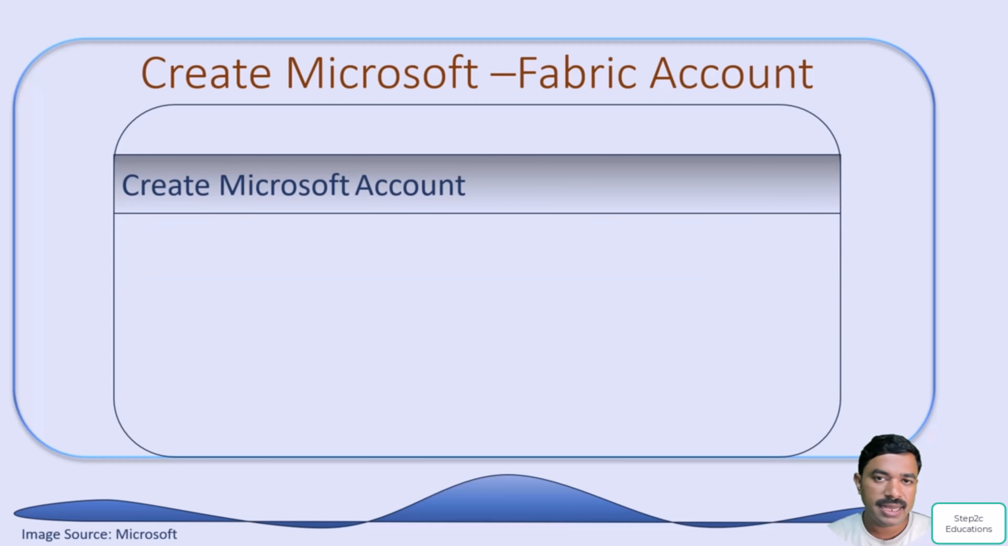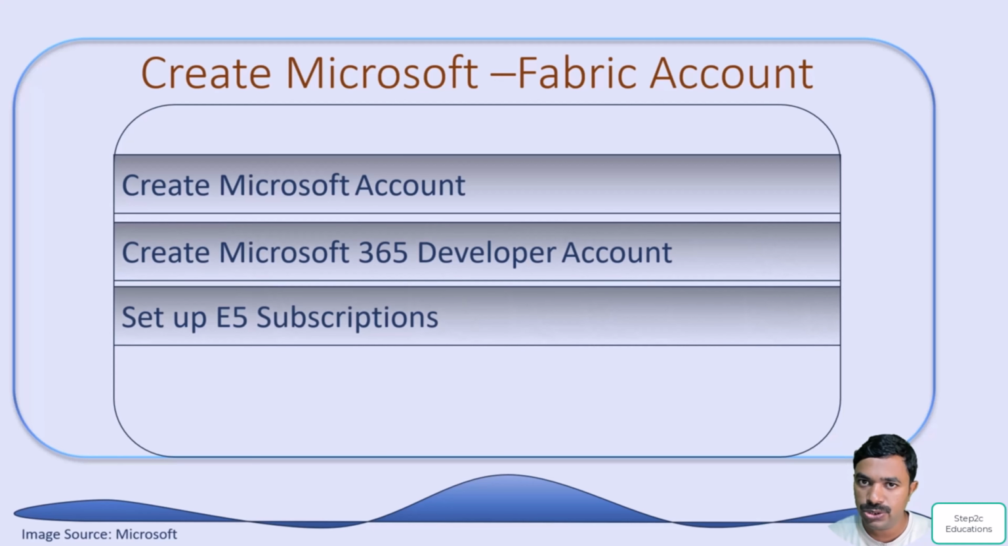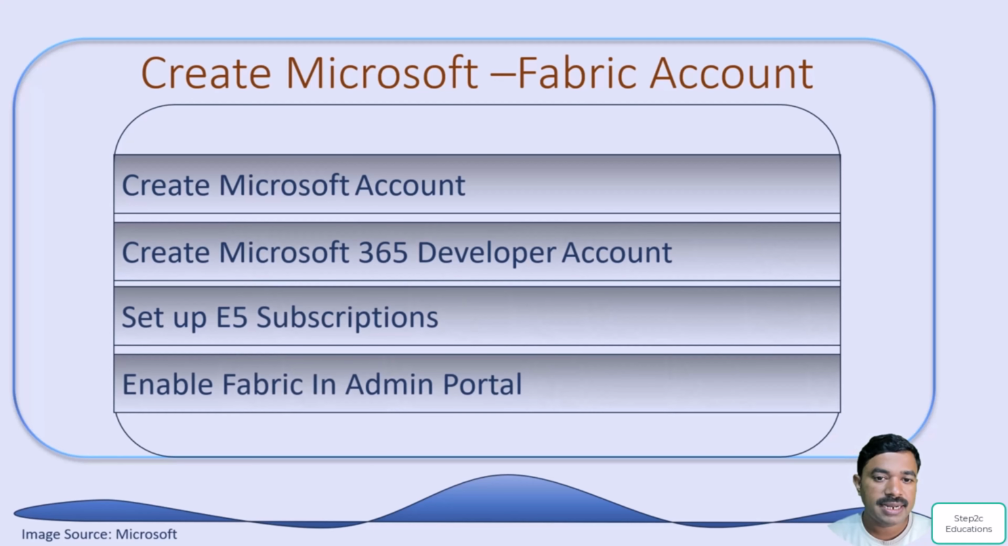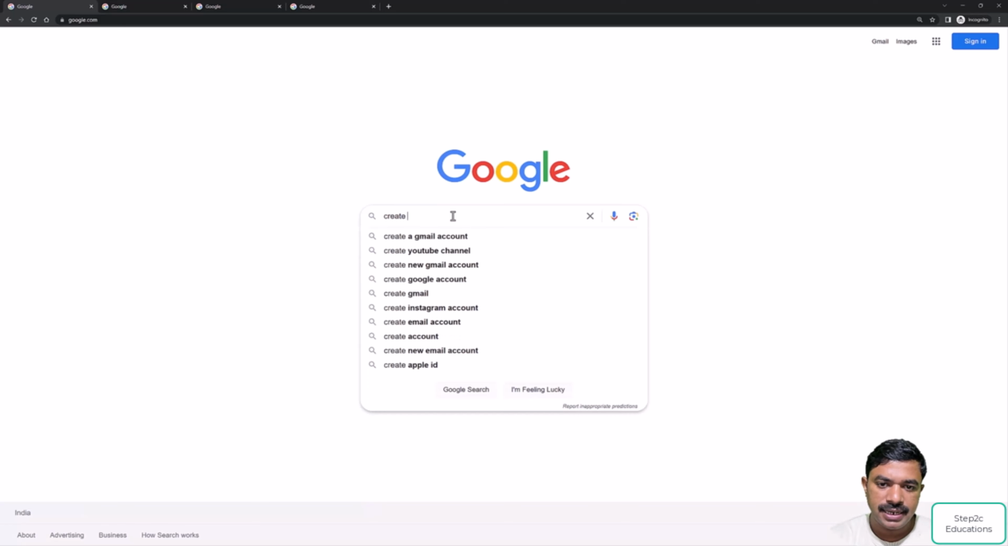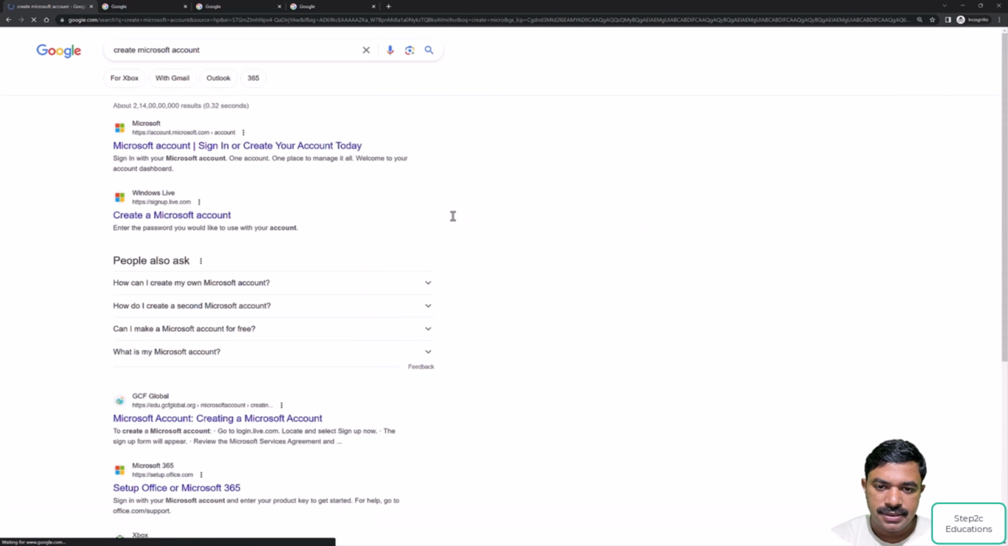So first we need to create a Microsoft account. And if you already have a Microsoft account, you could use that one. So let's create a Microsoft account. Just search create Microsoft account inside Google. And click on the second link, create Microsoft account. So just select create Microsoft account.